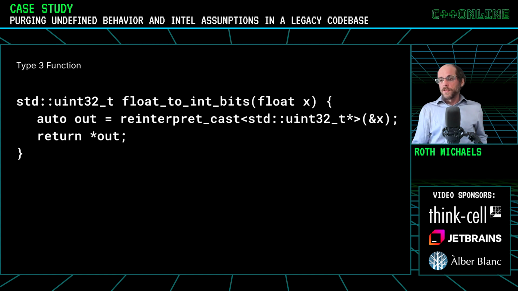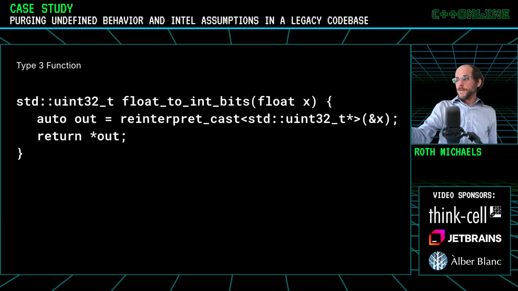So here's another example that might show up in real code of something that would be undefined behavior in all instances, which is we want a function that's going to take a float and give you back an unsigned integer that has the same bytes in it of the float. And there are various tricks that people use to do this.